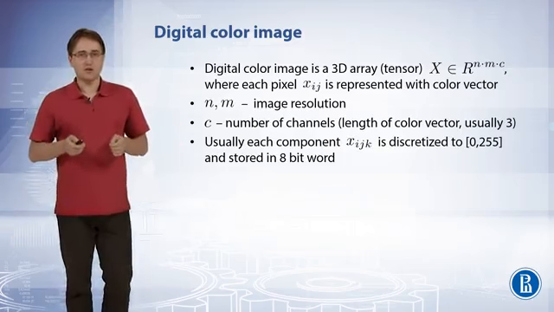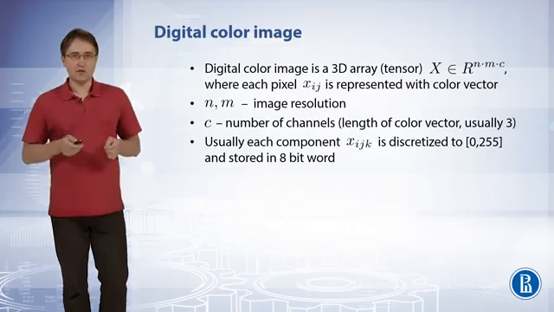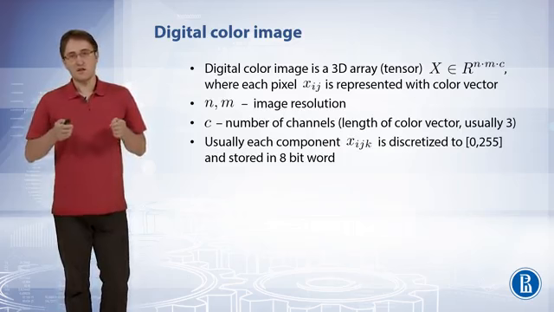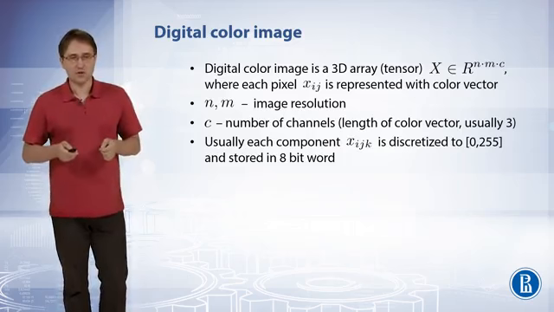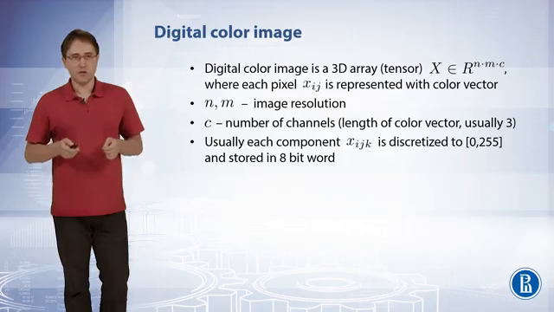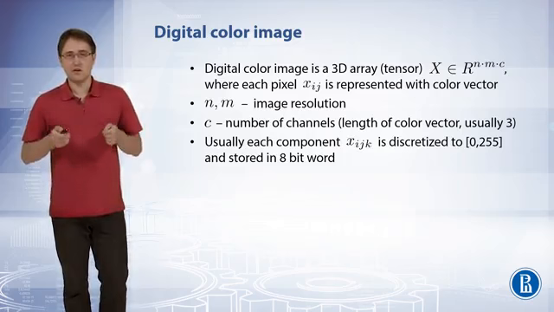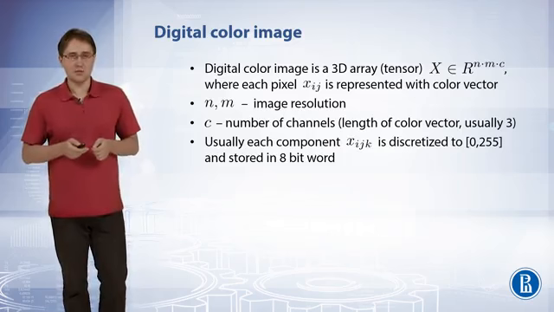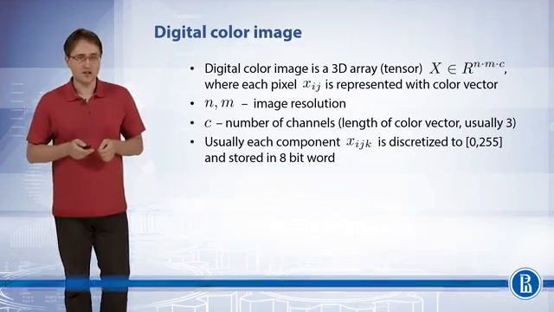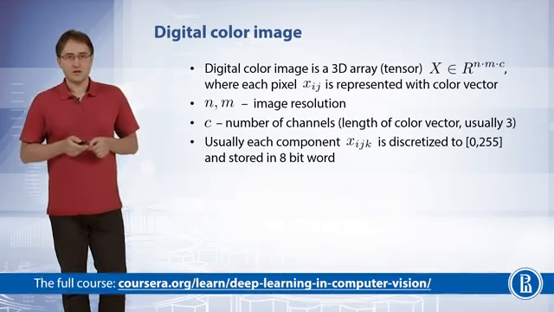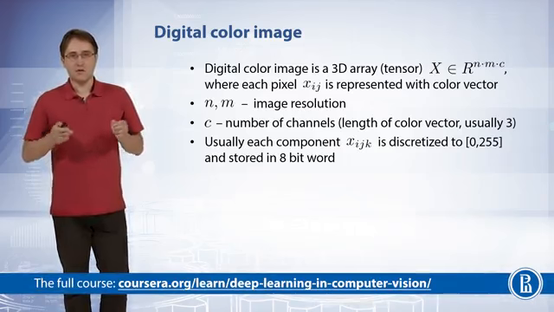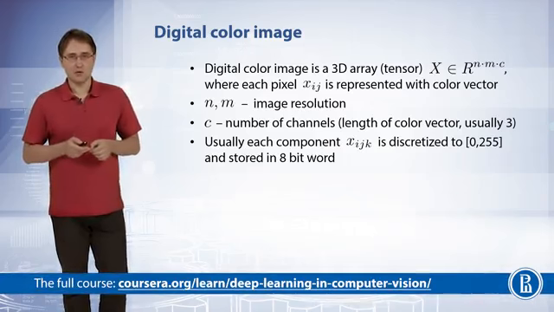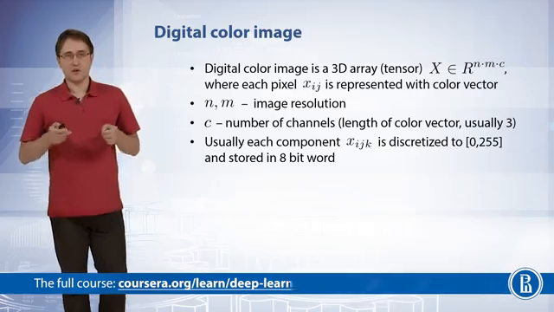Usually each component is discretized to the interval from 0 to 255 and stored in a 1-byte word. This is usually enough for recognition purposes. But if we want to have more precision in each channel, we can use 10-bit or 16-bit words and obtain better accuracy in color representation. But for recognition, it's rarely required. So we will think that most of the images that we are working with are 3 channels by 8-bit words.